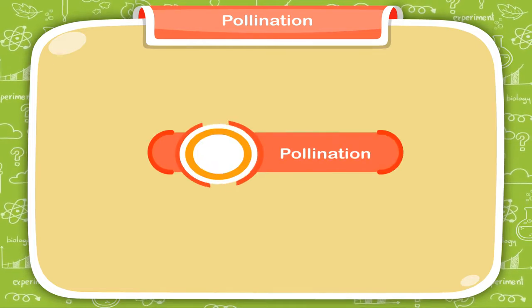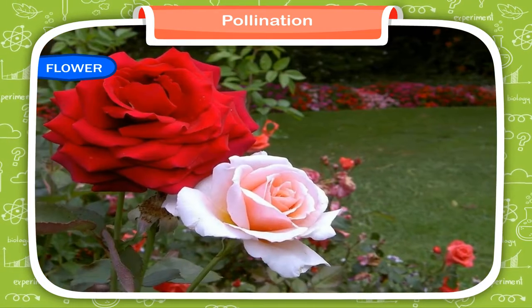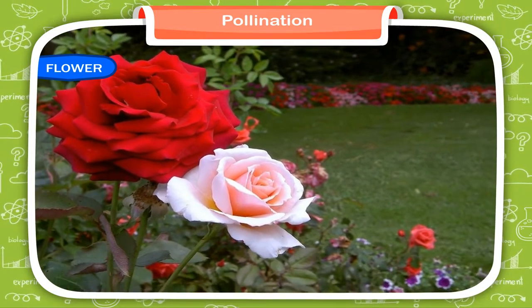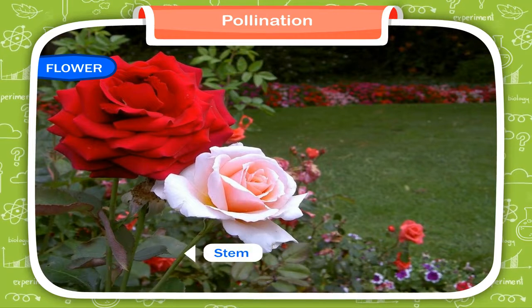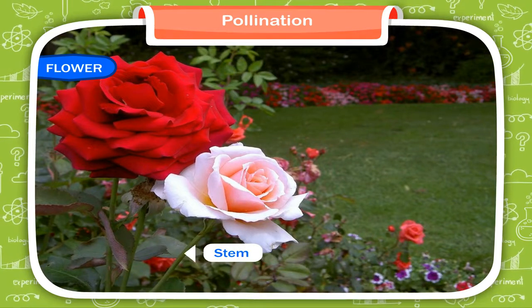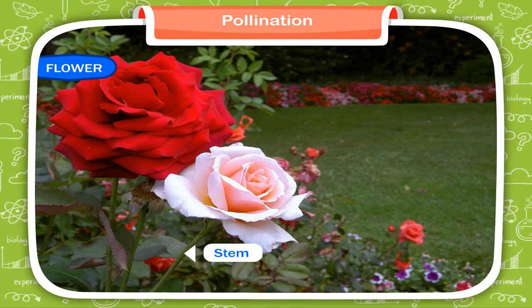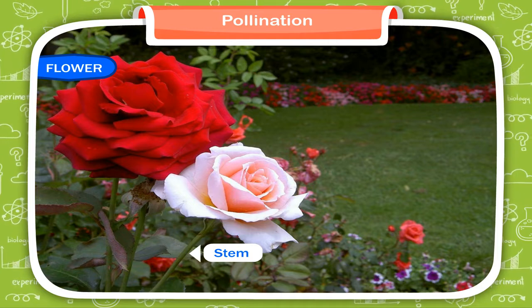Pollination. Flower. Flower is one of the most important parts of the shoot system. Flowers grow from the stem of the plant and are the reproductive part of a plant. It is an essential part of the plant because it bears male and female sex organs which are helpful in further multiplication of the species of the plant.